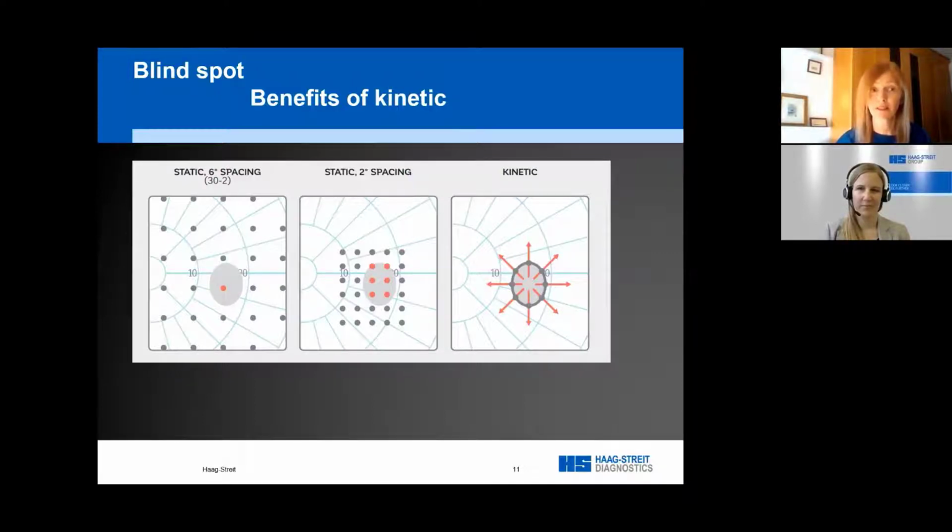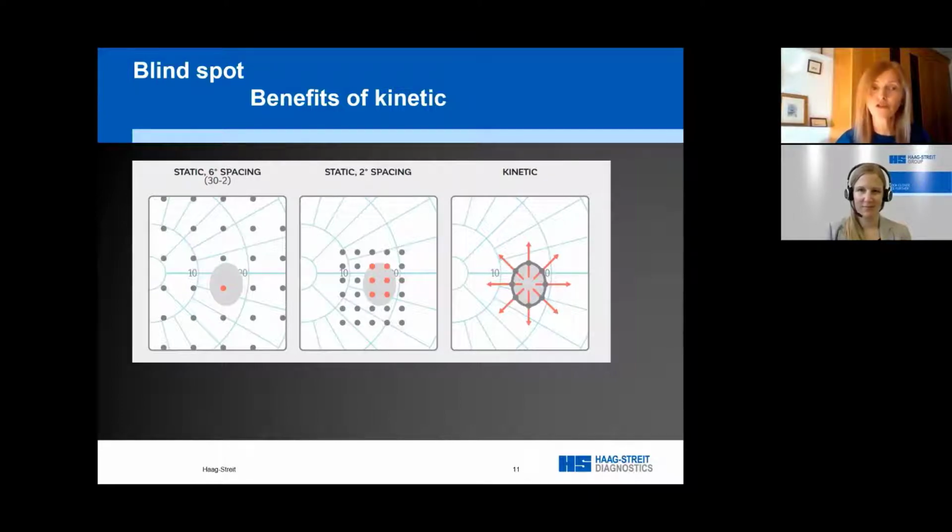Now, if you look at the schematic on the slide, you can see that testing the blind spot can be quite hit and miss in a standard 30-degree testing program, because there may just be one or two points that fall within the blind spot area. It just depends on the location of the blind spot. You can choose a static testing program just to specifically test the blind spot, but that takes a lot of time. In the example here, there are 30 test locations. You can just imagine the time that would take. Or you can rapidly test with kinetic assessment with just a few kinetic vectors, or with a combination by adding in some additional static points.